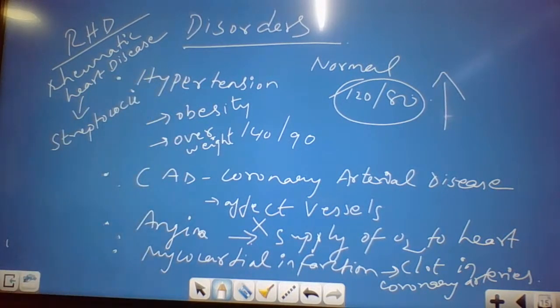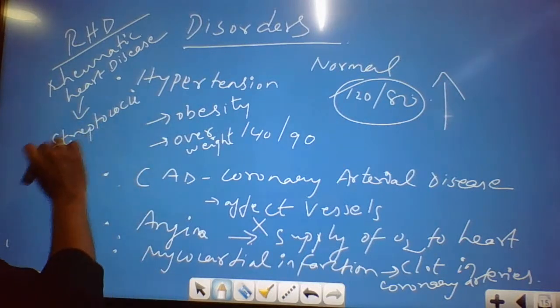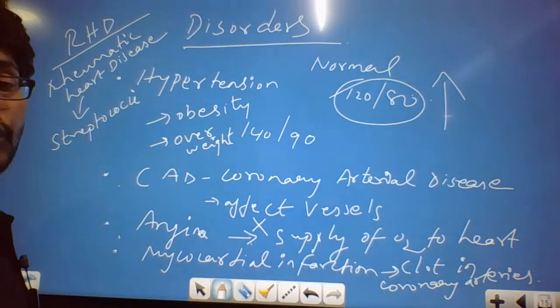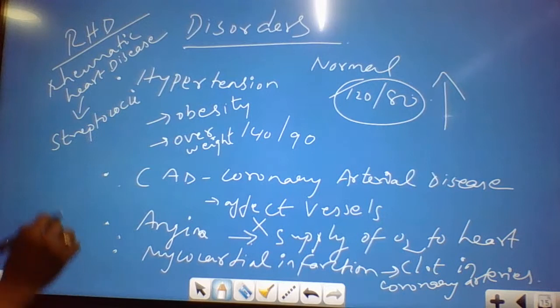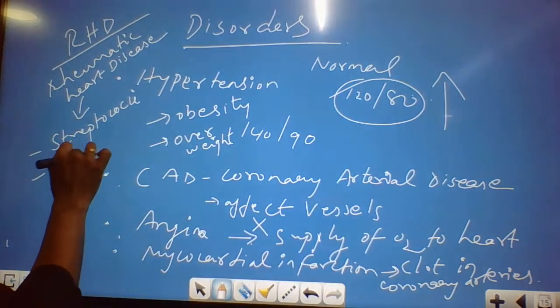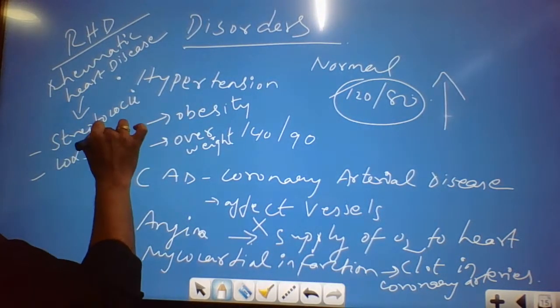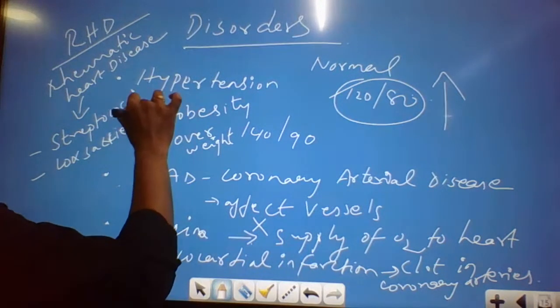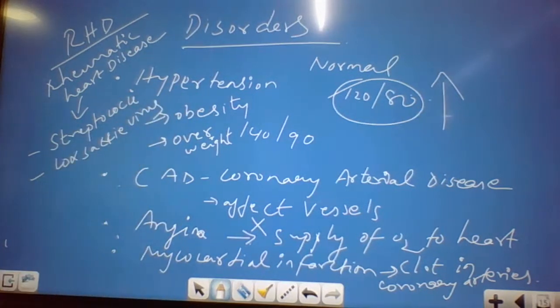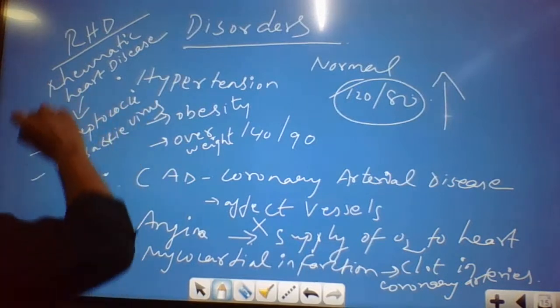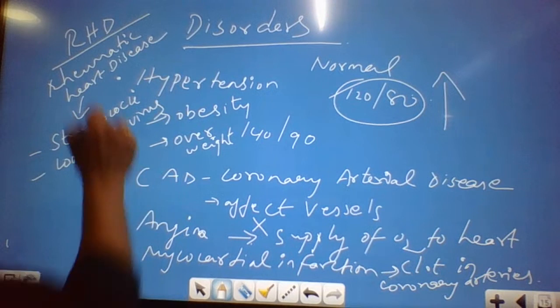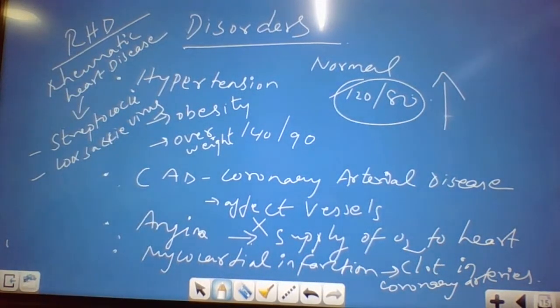This streptococci, like Streptococcus pyogenes, is the particular bacteria. Or you take the Coxsackie virus, Coxsackie B virus. The Coxsackie virus and the streptococci also lead to the condition called rheumatic heart disease, right?